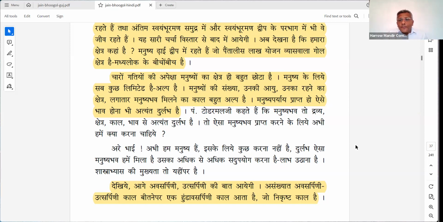Okay, there are two fingers up. So let's see who to choose. Let's go with RV. Human beings? No. Human beings occupy the least amount of space. Least. They only occupy two and a half islands in the center. Okay, Aaron. Heavenly beings? Heavenly beings occupy the most space? No, heavenly beings also don't occupy the most space.